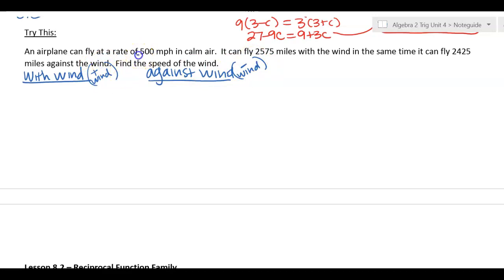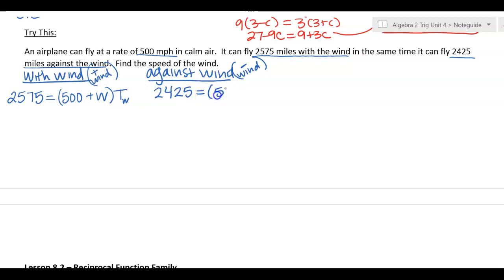So we know the plane can fly at 500 miles per hour. So when we're talking about the trip with the wind, it says right here we can fly 2,575 miles with the wind. So 2,575 miles with the wind means the airplane's rate plus the wind. And that's the time for the trip with the wind, which we don't know exactly how long that took. It then says we can fly 2,425 miles against the wind. So 2,425 equals the airplane speed minus the wind. And that is for the trip against the wind, so whatever time that takes.